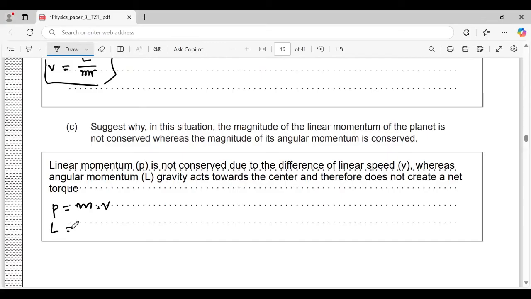Whereas angular momentum L, the angular momentum formula, is L equals m r v. But gravity acts towards the center and therefore does not create a net torque. So there is no influence from the gravitational force. That's why the angular momentum is conserved.